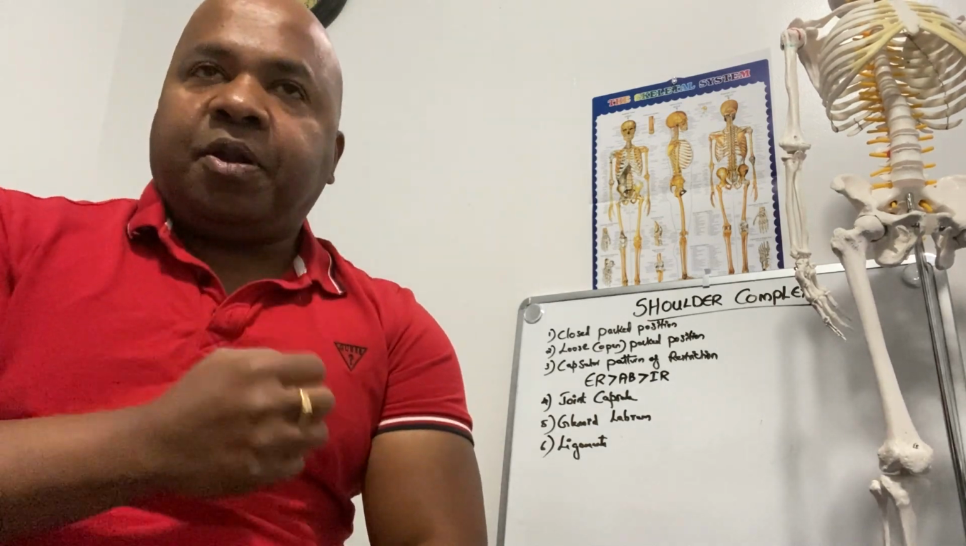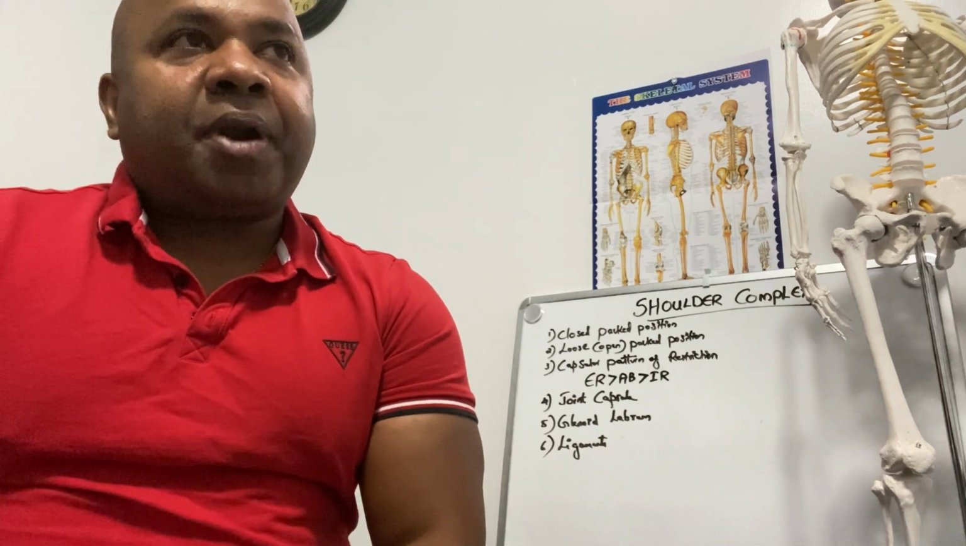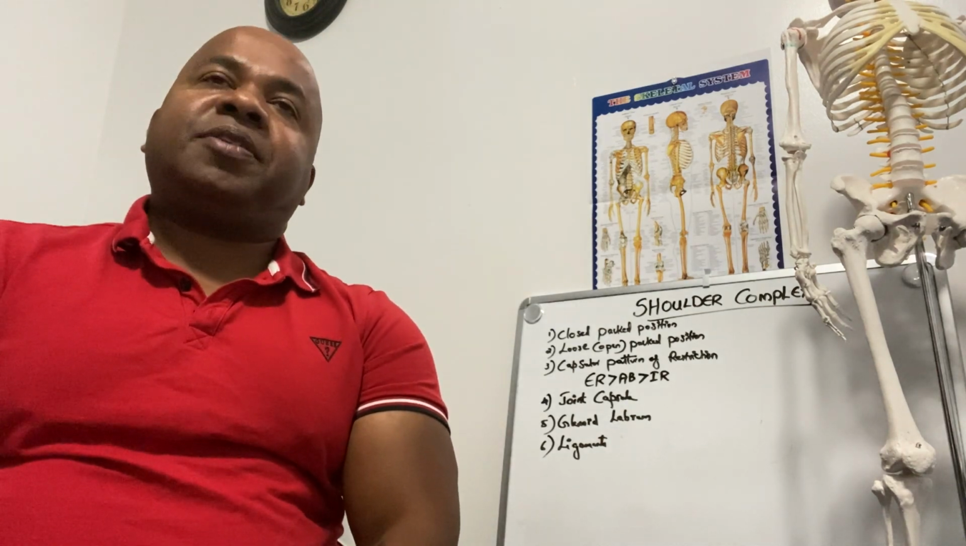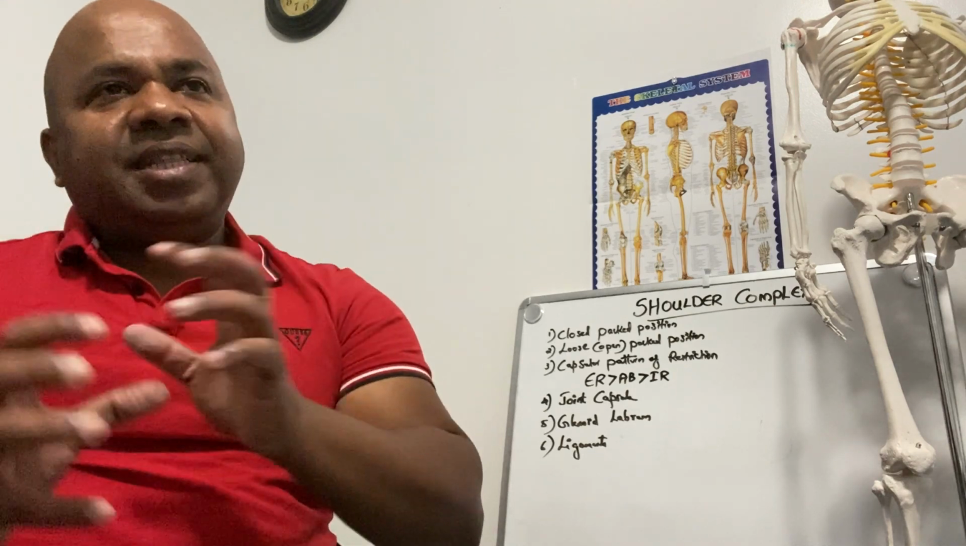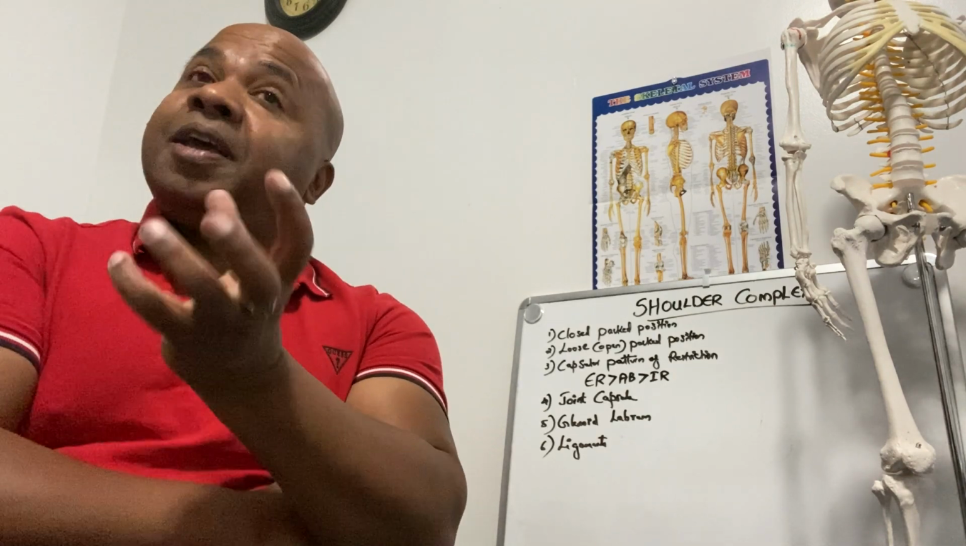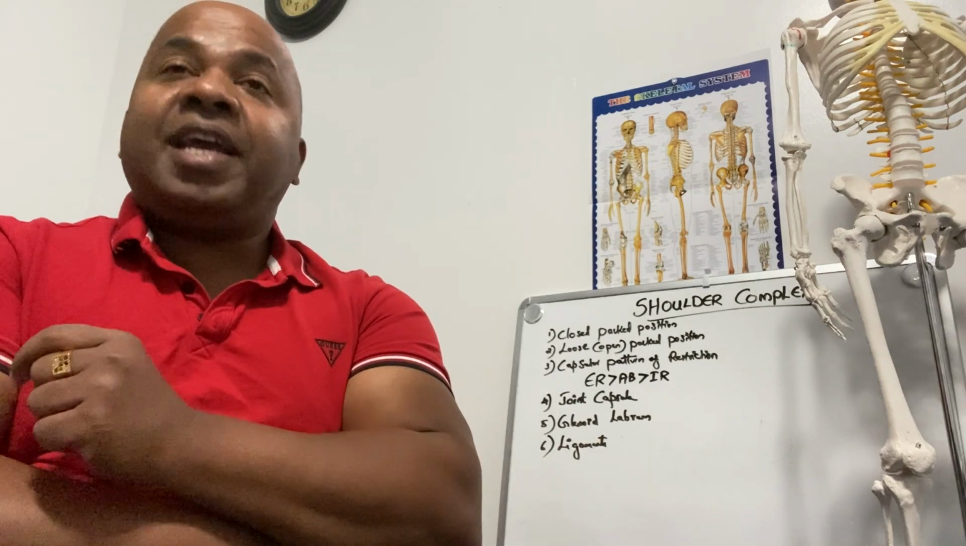And next we'll see about the ligaments of the glenohumeral joint. When you think about the ligaments of the glenohumeral joint, we have mainly four ligaments. And in these four ligaments, two ligaments are of main importance. The first one is the glenohumeral ligament.